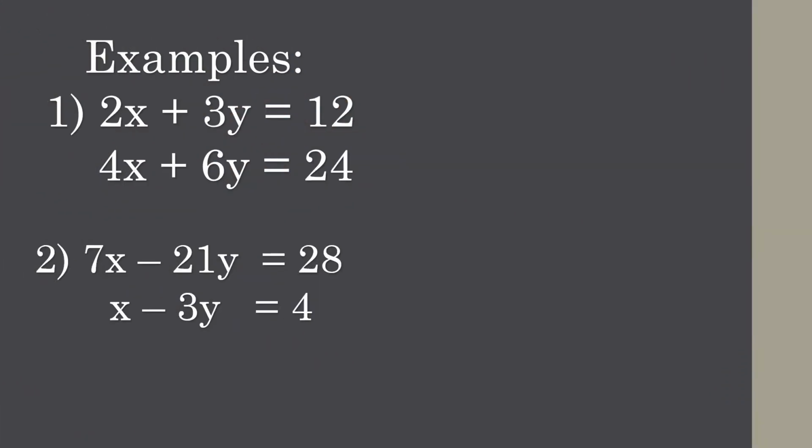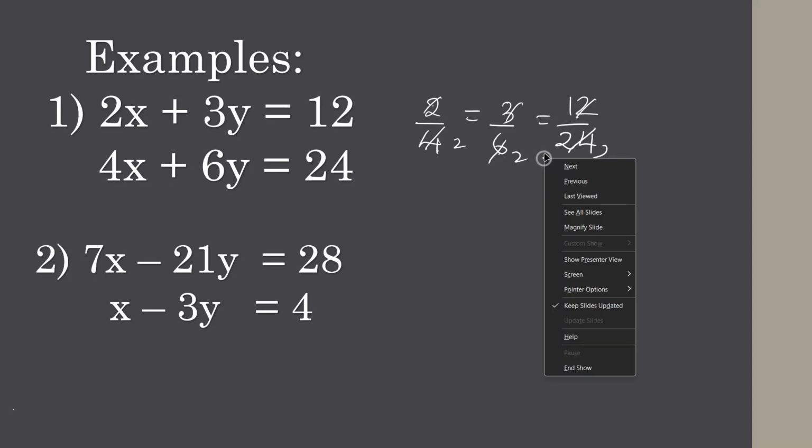Examples here. 2 by 4 equal to 3 by 6 equal to 12 by 24. All are 1 by 2, 1 by 2, 1 by 2. a1 by a2 equal to b1 by b2 equal to c1 by c2. So this system of equations has infinitely many solutions, consistent, and they are coincident lines. So try the second one on your own.